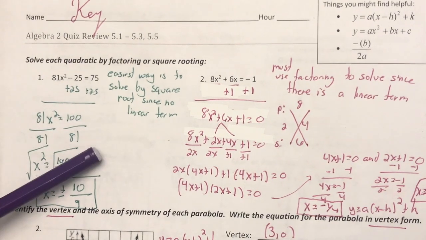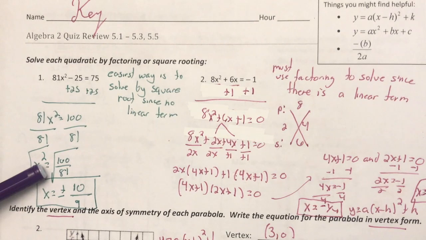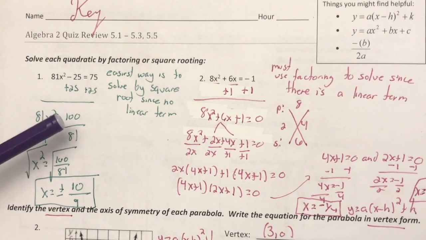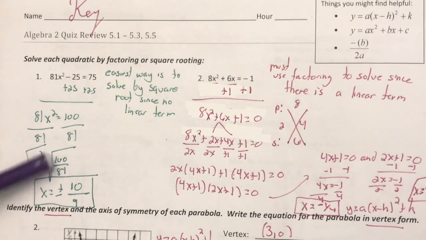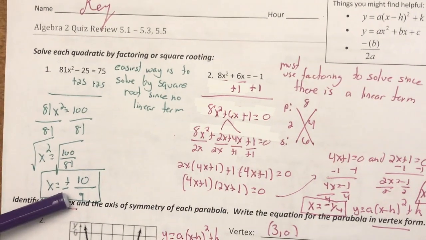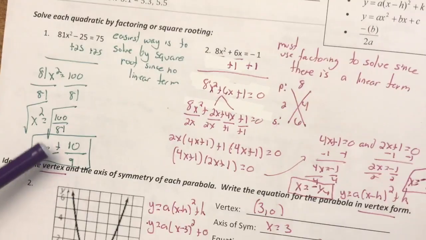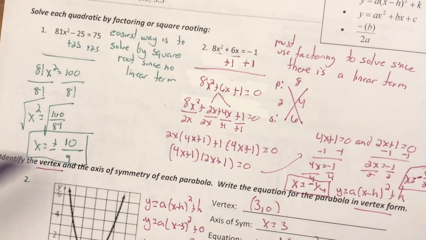Do not use your calculator because you know you're going to be taking a square root to solve for x squared. If you see your fraction has two perfect squares, do not divide it out and get a decimal. Just take the square root of the numerator and denominator, and you know when solving a square root, you have a positive and negative root, so you put plus and minus 10 over 9.